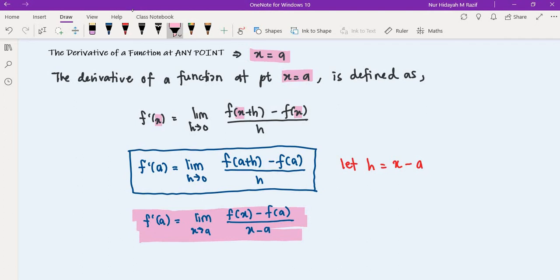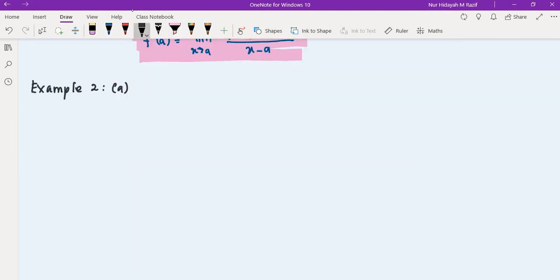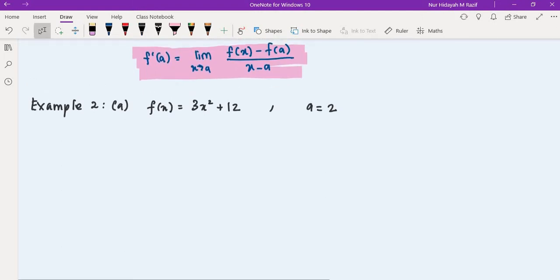Now let's take a look at the example. For example 2a, you are asked to find the derivative of f of x at the given point. In question a, you are given f of x is equal to 3x squared plus 12, and you need to find the derivative at the point a is equal to 2. We just need to use the formula that I highlighted in pink. The formula says f prime of a is equal to the limit of f of x minus f of a, divided by x minus a, as x approaches a. So here x will approach the value 2.